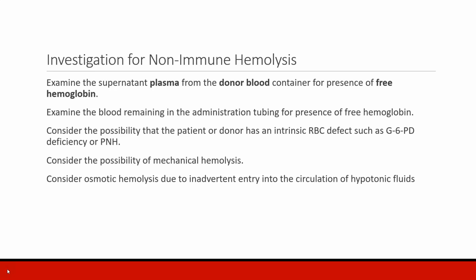Examine the supernatant plasma from the donor blood container for the presence of free hemoglobin. This may be hard to do because if you don't have a centrifuge big enough to centrifuge the donor units, otherwise you let it sit upright. Examine the blood remaining in the administration tubing for the presence of free hemoglobin. As I said before, incompatible IV solutions can hemolyze blood. Consider the possibility that the patient or donor has an intrinsic red cell defect such as G6PD deficiency or paroxysmal nocturnal hemoglobinuria. Consider the possibility of mechanical hemolysis.